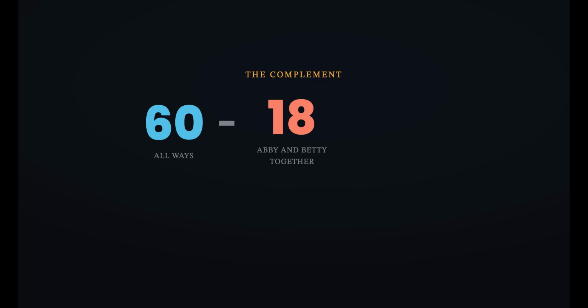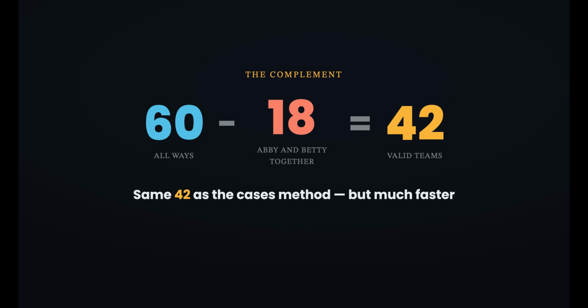Now we subtract 18 from 60 to get 42. Exactly the same answer as before, but much faster. The way you decide whether to use the complement is whether doing all the cases feels too tedious. Alright, now let's think about multi-stage events.